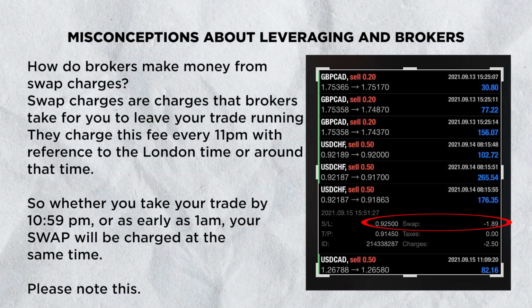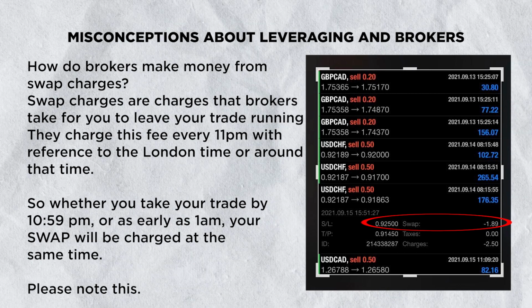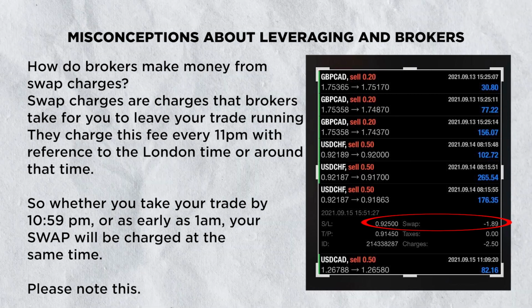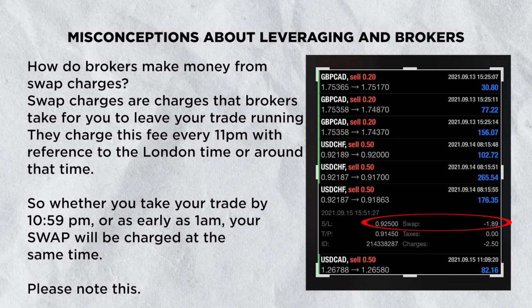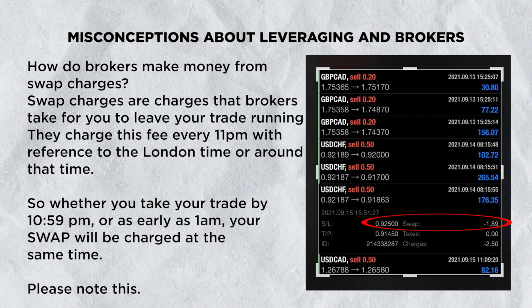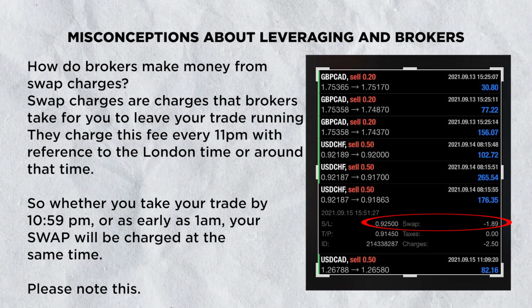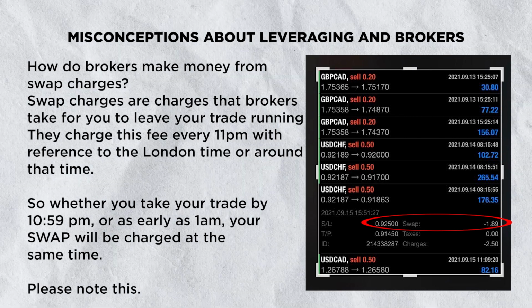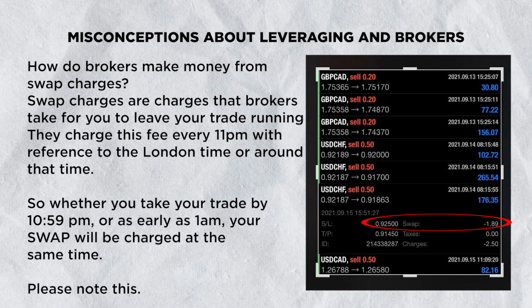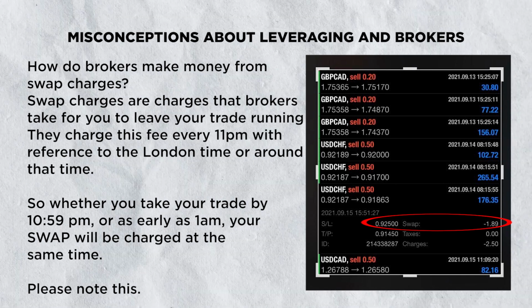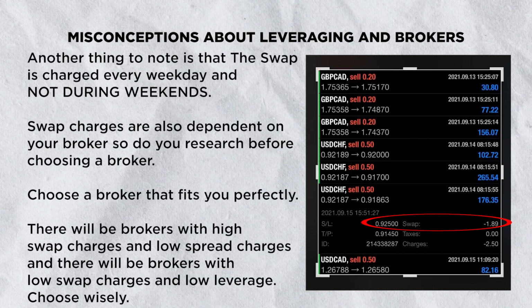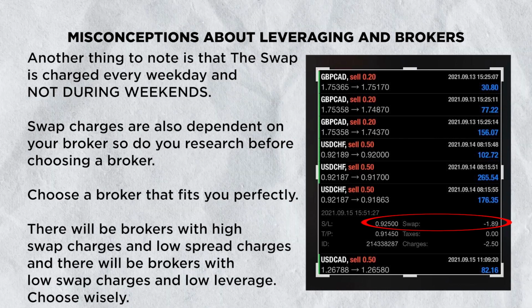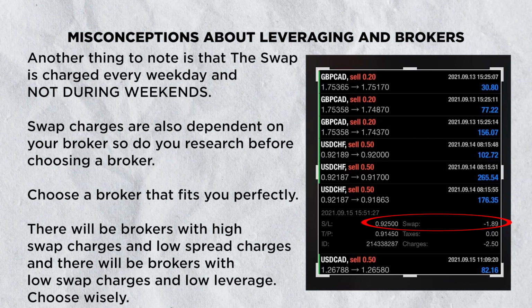How do brokers make money from swap charges? Swap charges are charges that brokers take for you to leave your trade running over the night. They charge this fee every 11 p.m. with reference to the London time or around that time. So whether you take your trade by 10:59 p.m. or as early as 1 a.m., your swap will be charged at the same time. Please note this. Another thing to note is that the swap is charged every weekday and not during weekends.